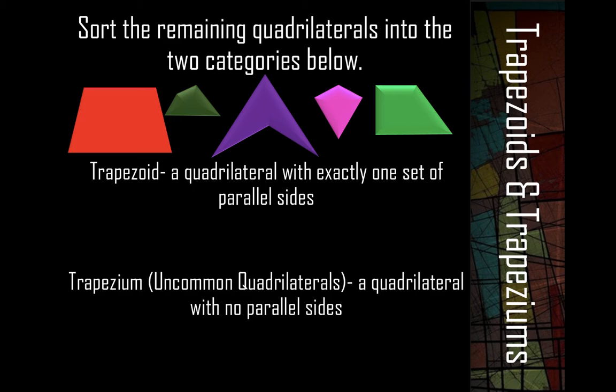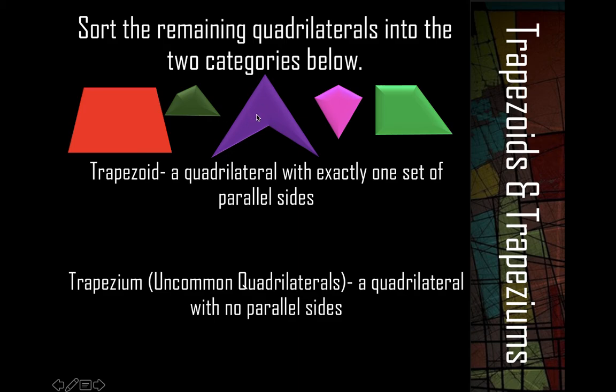Now, I know this is a lot, guys, so bear with me, but we are going to sort the remaining quadrilaterals into the two categories below. A trapezoid has one set of parallel sides. A trapezium has no parallel sides. So this red shape right here, we know that it has one set of parallel sides. The top and the bottom are parallel, which means it is going to be a trapezoid. This right here, we can already see no parallel sides, trapezium.